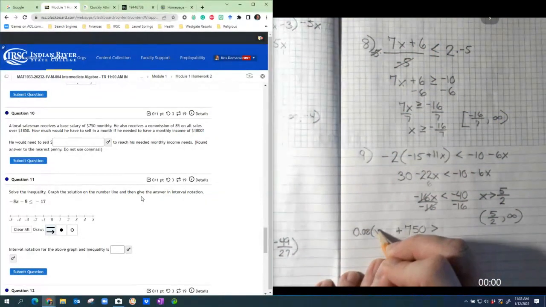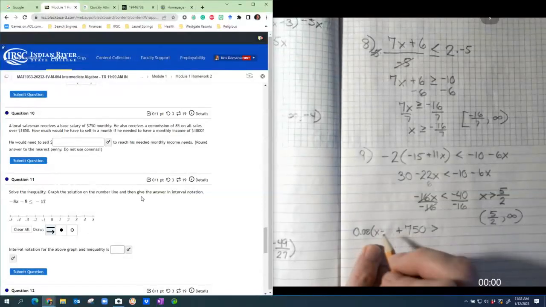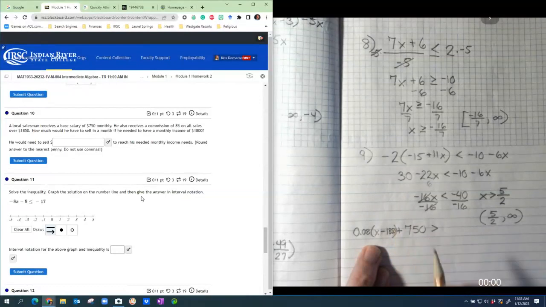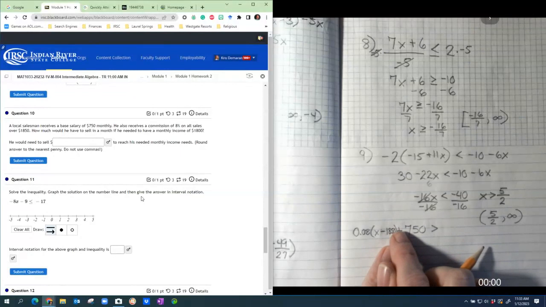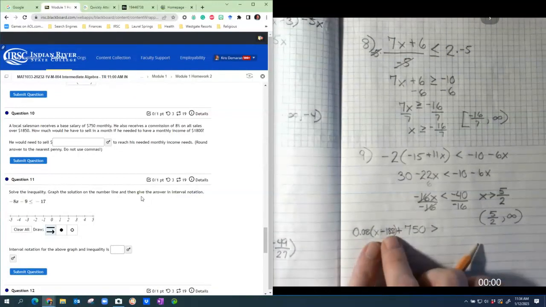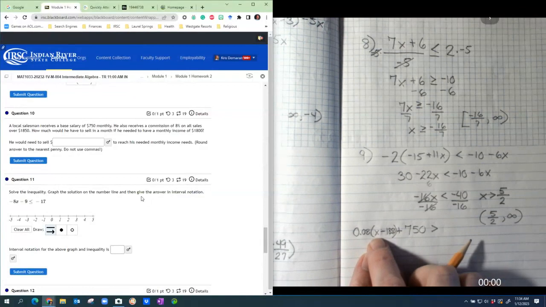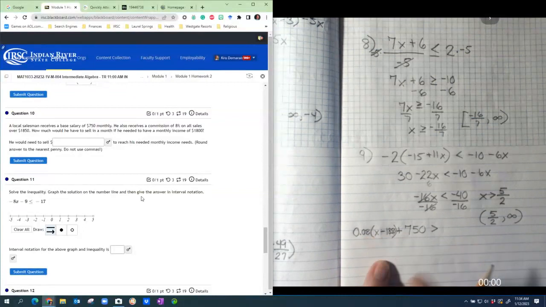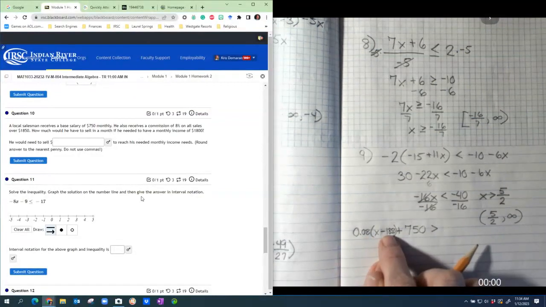So you're going to do X as the sales, and you have to subtract 1850 from it, because we don't want to include that in the percentage. So you get $750 plus 8% of anything over 1850. Subtracting 1850 from the sales would allow us to compute how much money he gets for the 8% of the sales. So that's important.